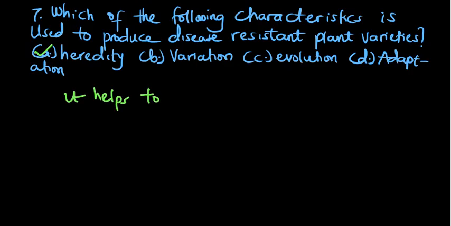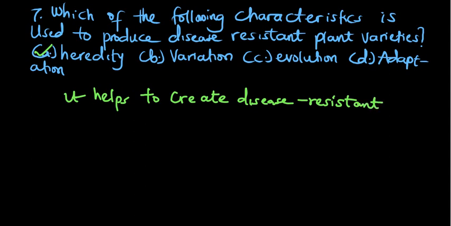When we use the knowledge of heredity, it helps us to create disease resistant varieties of crops or plants. So the knowledge we use is what? The knowledge of heredity. Because we know that a plant that is healthy, there is high probability that the offspring of that plant will also be healthy. So we will use the knowledge of heredity, that is inheritance, to produce disease resistant plant varieties. So let's move to the next question.